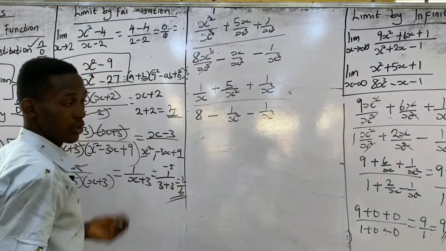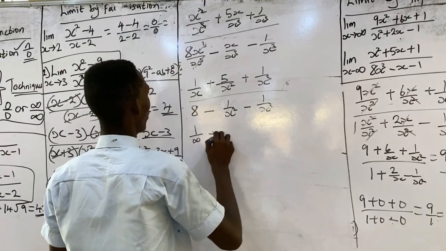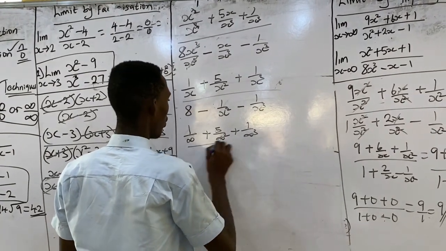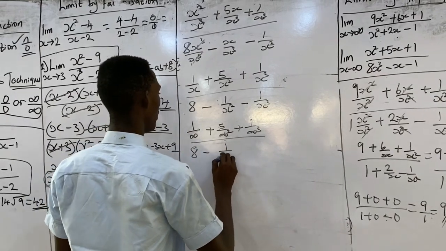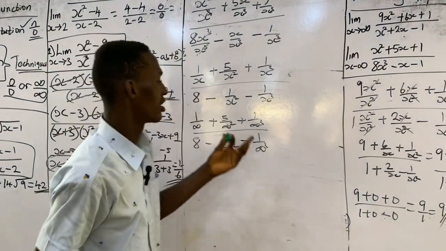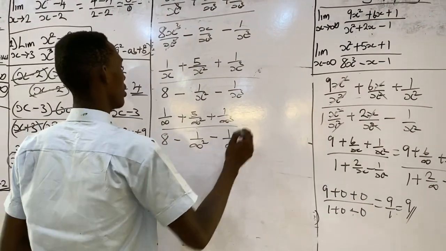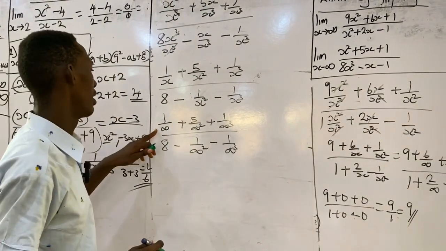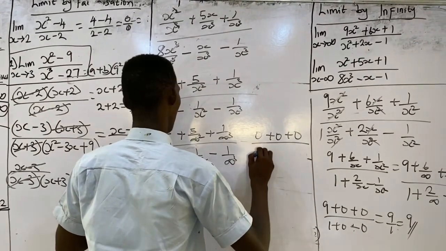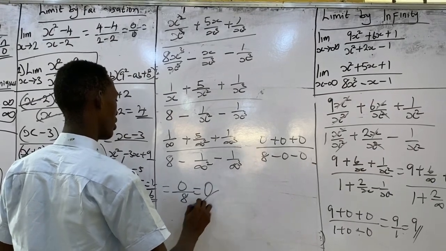So now we can safely take the limit as x tends to infinity, like we did. So this becomes 1 over infinity plus 5 over infinity squared, which is still infinity, plus 1 over infinity cubed, over 8 minus 1 over infinity squared minus 1 over infinity cubed. Whether it is infinity squared or infinity cubed or infinity to the power of 10 or 100, it will still give us infinity. Now, any number divided by infinity is 0. So this is 0 plus 0 plus 0 over 8 minus 0 minus 0. So this gives us 0 over 8, which is still 0. Therefore, this is our final answer.